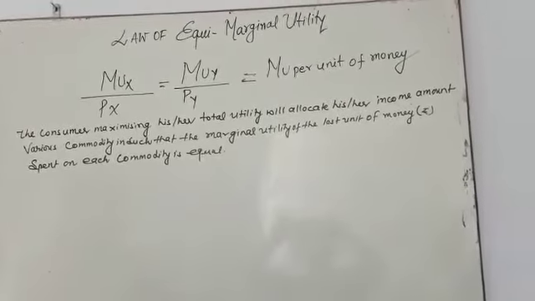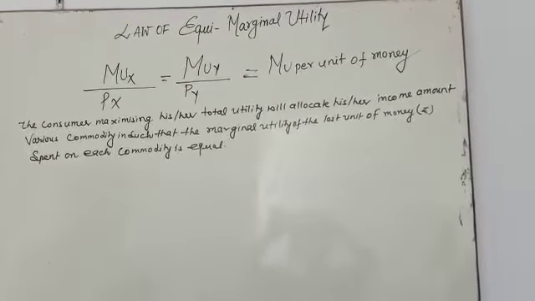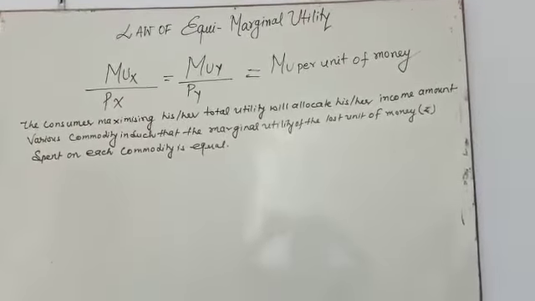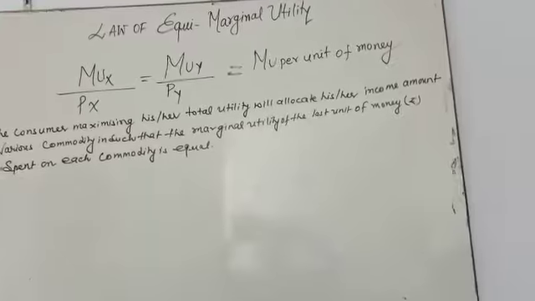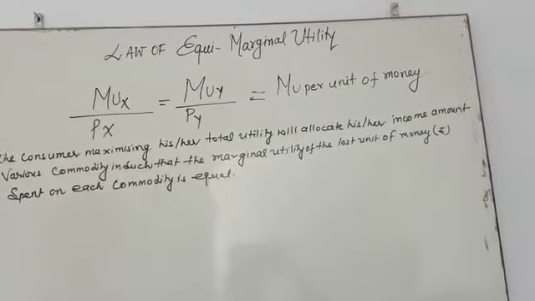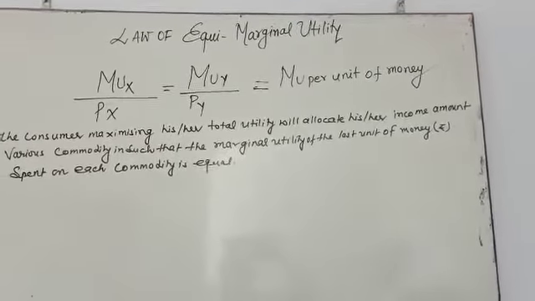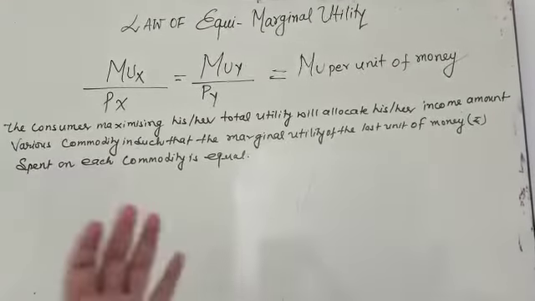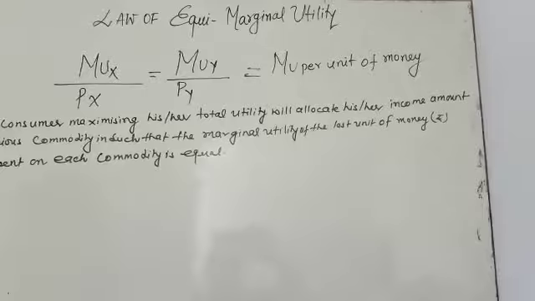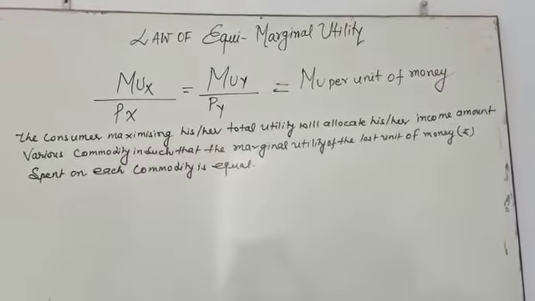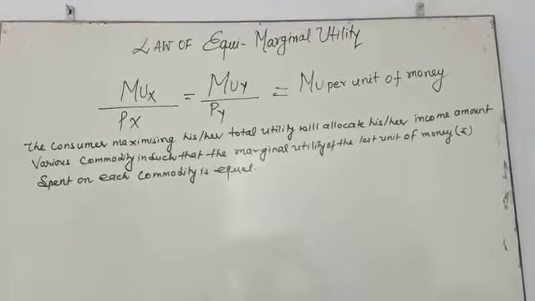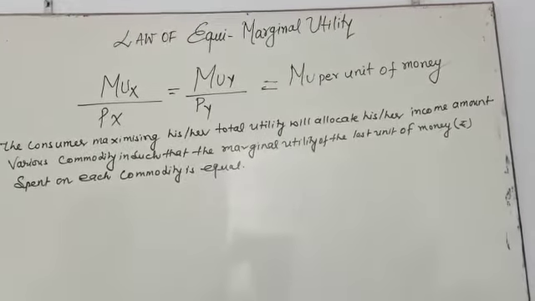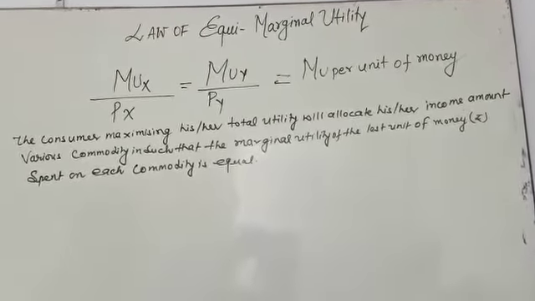Good morning, student. Today we are going to study about two commodities. What are the two commodities? X and Y. When a consumer is going to spend his income on two commodities, the names of the commodities I am going to take are X and Y.